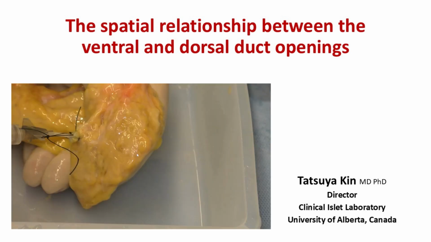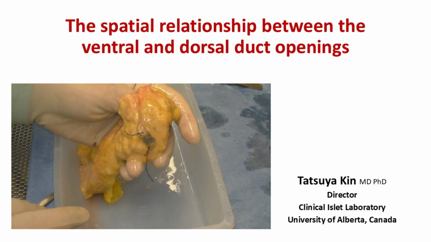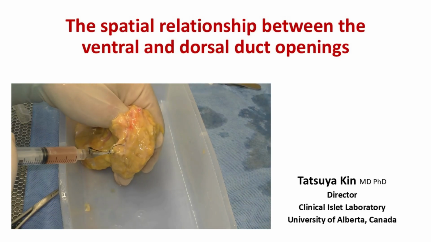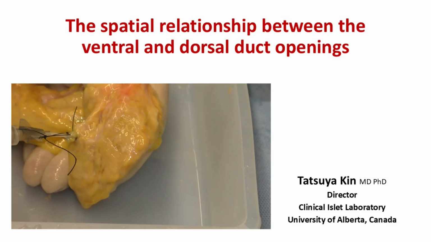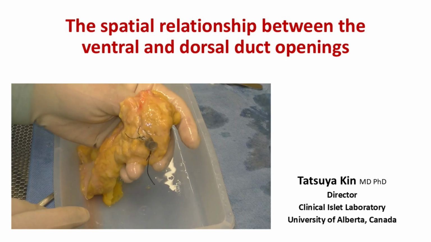Today, we will explore the basic anatomy of the pancreas in relation to the duodenum. We will focus specifically on the spatial relationship between the ventral and dorsal duct openings. Here, the body is in the prone position, and we are looking from the patient's right side.